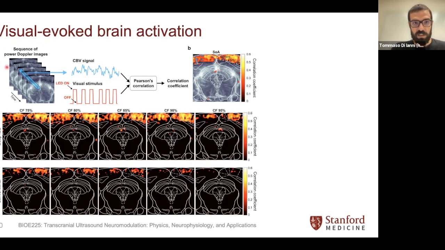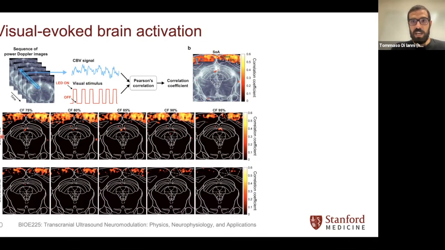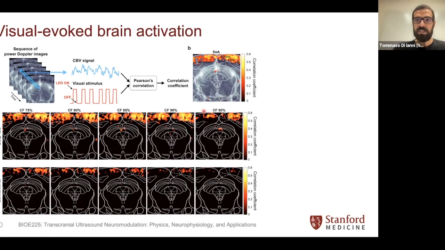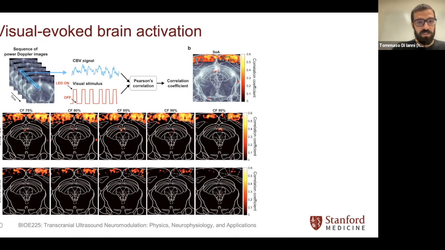So again, this is the same setup as we have described before. This is the state of the art activation map. And then on the top row, we have the activation maps reconstructed after the deep learning. The network doesn't know anything of the functional activation. The network is just reconstructing the power Doppler data, and then we use that data to build the functional maps. So it starts to degrade with 95% compression factor, but again, we are only retaining 5% of the data. And the conventional method is losing almost all meaningful functional information already with 75% compression factor.